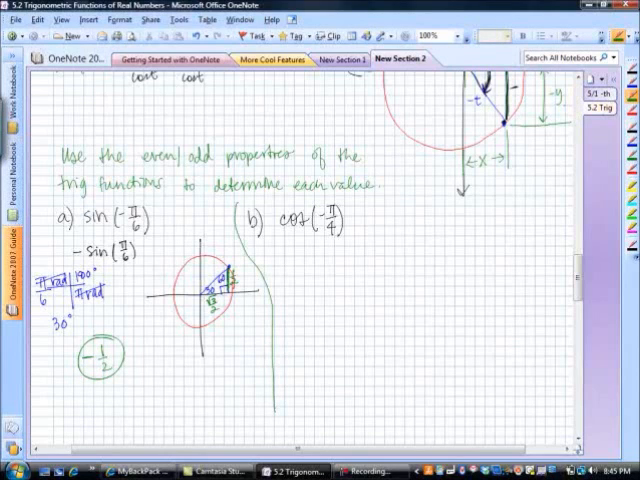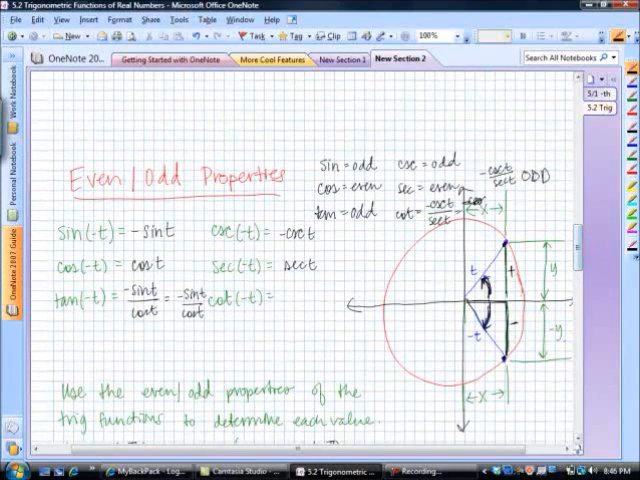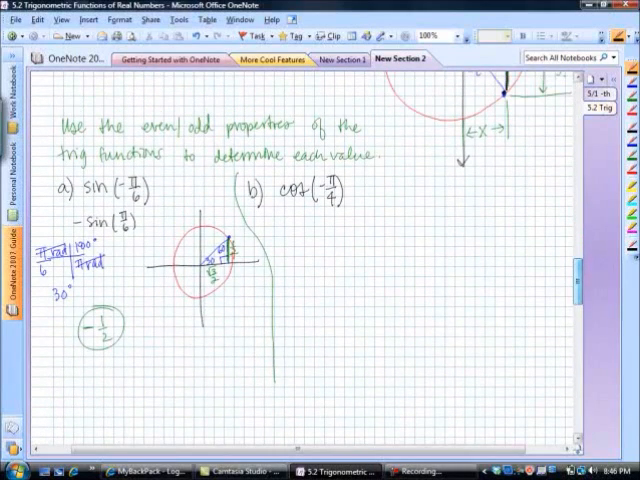Now, let's find the cosine of negative pi over 4. First, we have to think this through. Cosine, we determined, is even. So now that we know that cosine is even, that means when you take the cosine of negative pi over 4, that's the same thing as the cosine of positive pi over 4. So let's draw our unit circle.